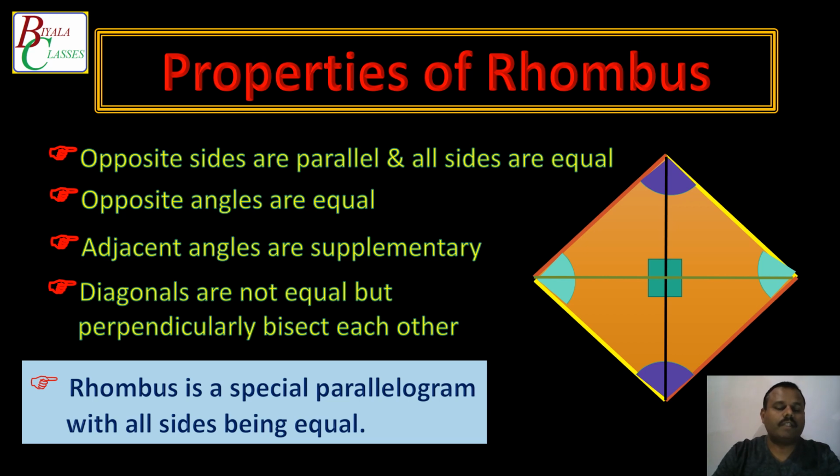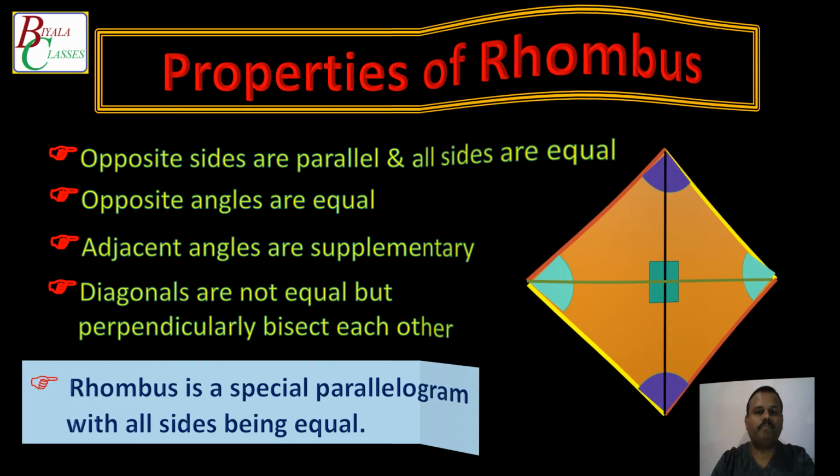Because as you can see in the list of properties, they are all similar to the parallelogram except the sides. In a parallelogram opposite sides are equal, whereas in a rhombus all the sides are equal. And the diagonals in a rhombus are perpendicular to each other, whereas in a parallelogram they are not perpendicular. So just these two slight changes in the properties make the parallelogram a rhombus. Hence we call a rhombus a special parallelogram.